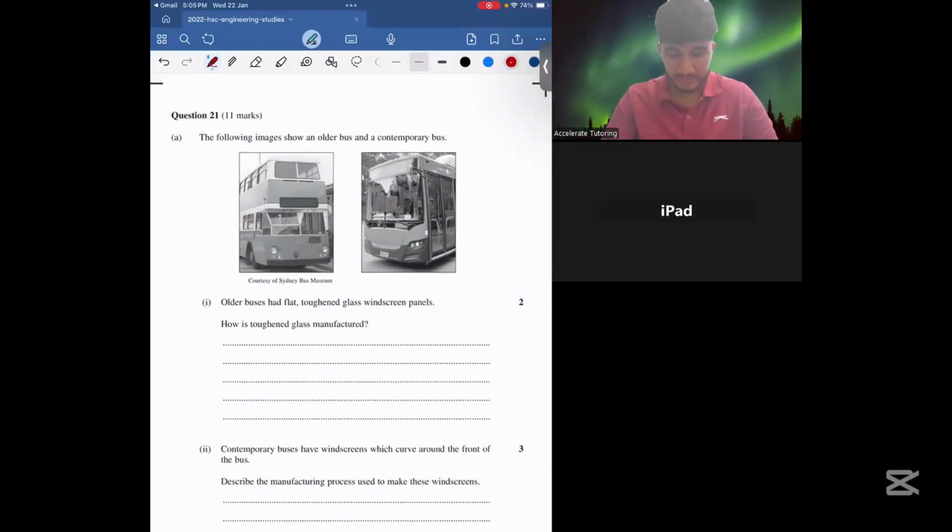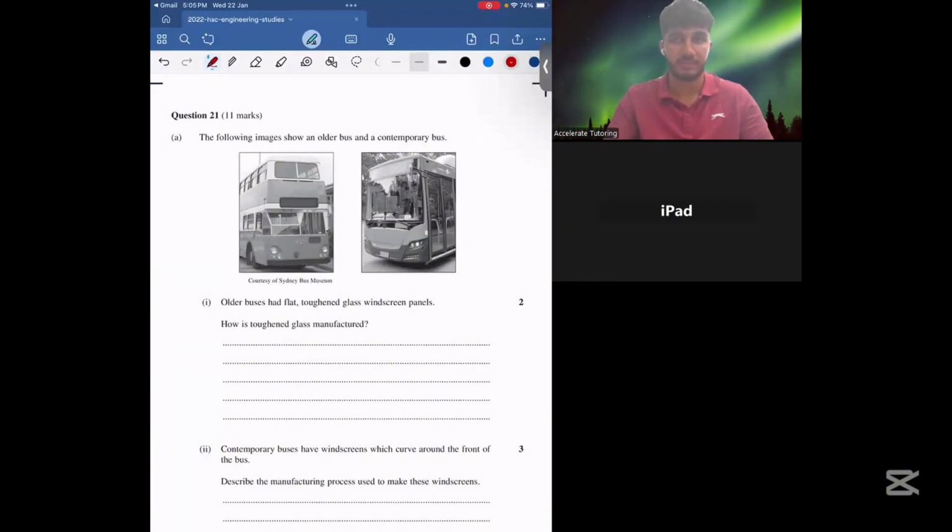So going over to the first part, it says the following images show an older bus and a contemporary bus. Part I says older buses had flat toughened glass windscreen panels. How is toughened glass manufactured? For solving this question, it's a good idea to just write in dot points. So it's a relatively simple method to do. Toughened glass is made by heating a sheet of annealed glass to about 600 degrees and then cooling it very quickly using jets of cool air.